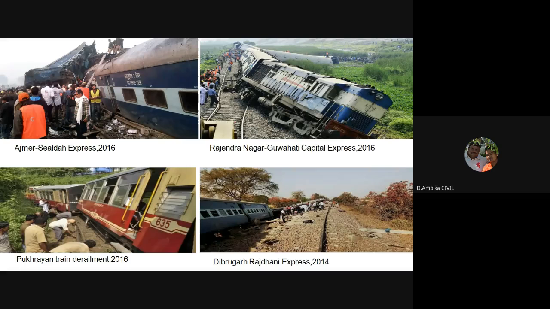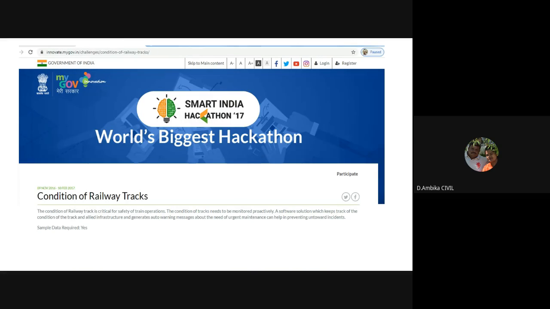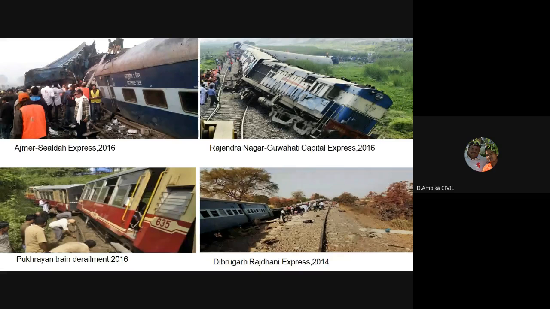This is all about the case studies of derailment of trains. The government announced a big hackathon in 2016 for the condition of railway tracks. So here we go with the case studies we have done. These are some of the derailments that have been caused, all because of the improper alignment of the tracks in the railway system.